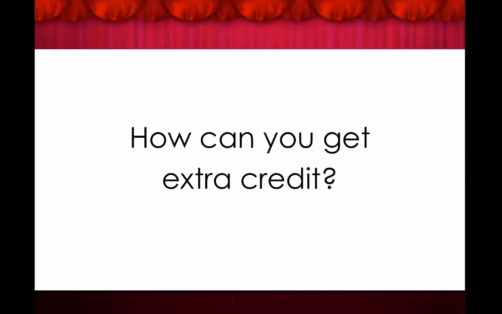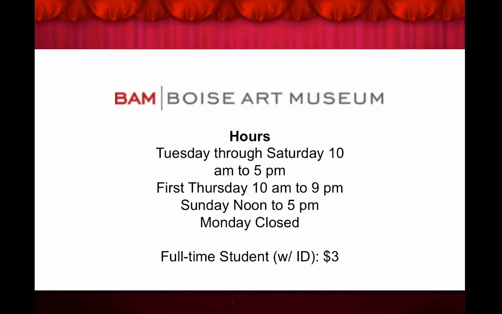The next thing I want to talk to you about is extra credit. How can you get extra credit? Like it says in the syllabus, you can get extra credit by attending an outside cultural event. For instance, by going to the Boise Art Museum. When you go, be sure to take your student ID, because as a student you can get discounted entry into the Boise Art Museum. Also, on First Thursday, the first Thursday of the month, it's free to everyone.